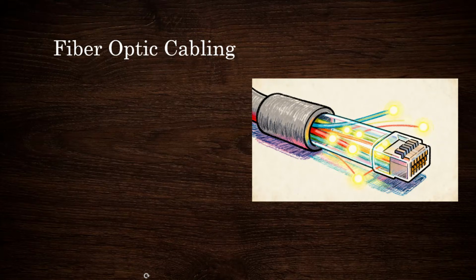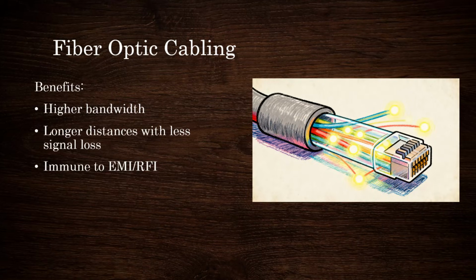Fiber optic cabling. Fiber uses light pulses, LEDs or lasers, instead of electrical signals. Benefits: you get higher bandwidth, longer distances and less signal loss, and it is immune to EMI and RFI. The drawbacks are that it is more expensive and more fragile because it has a glass or plastic core.